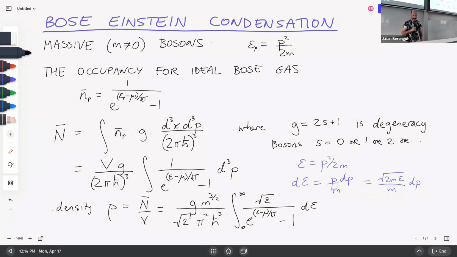There's no gamma. Yeah, it's just divided by the volume. Density is number of particles divided by volume. Okay, so you get this formula.